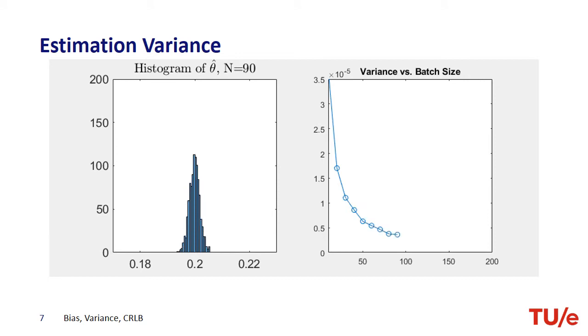We can try a couple of parameters. We can change the size of the data batch. We can modify the noise, or we can try different parameter values. The histograms you see on this screen are generated by varying the data batch size. The more samples we have in our data batch, the sharper the histogram becomes. So the variance of the estimate is reduced.